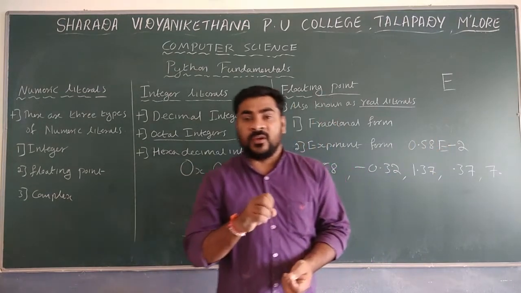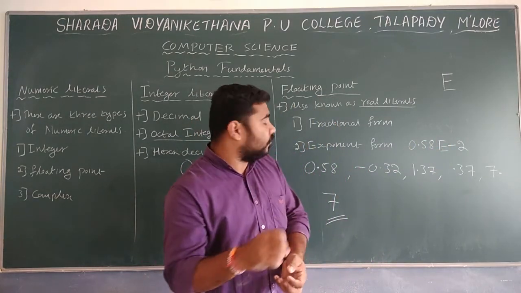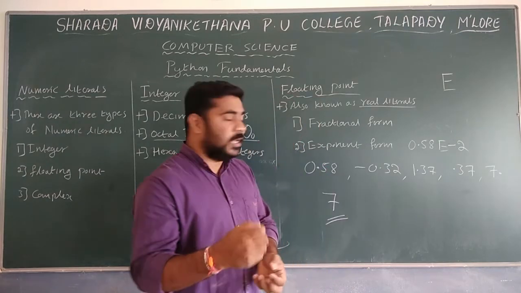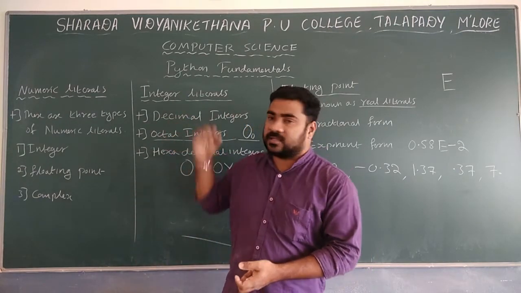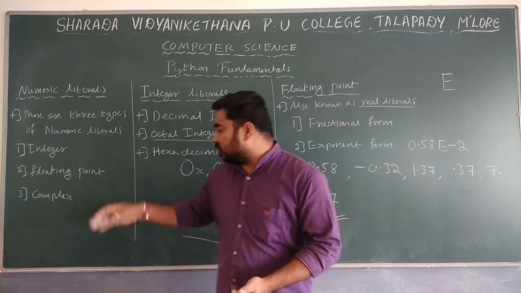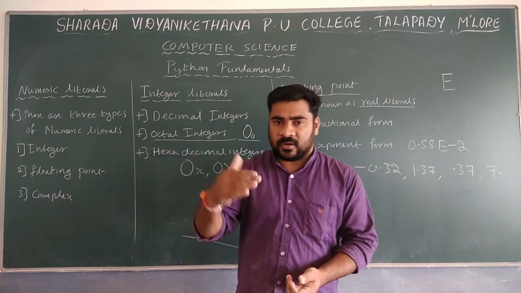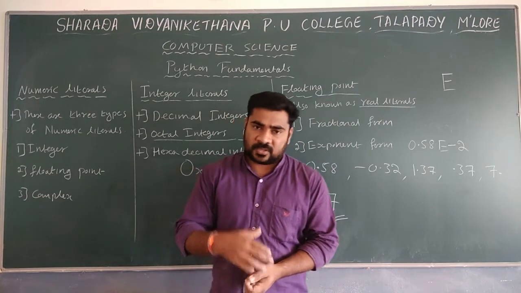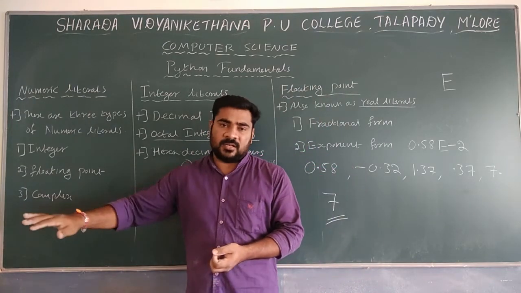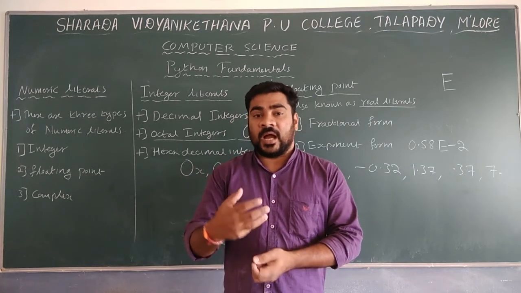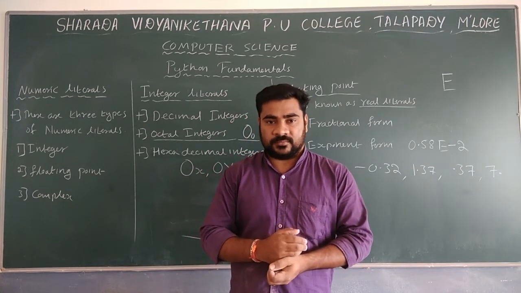Now these types of values are known as the fractional part and the exponent part. These are mainly the three types, integer and floating point, according to the numeric literals. Complex is one more part, but it is beyond your textbook scope and is not in the textbook, so I am not going to discuss complex numbers. Next we will move to the other types of literals.